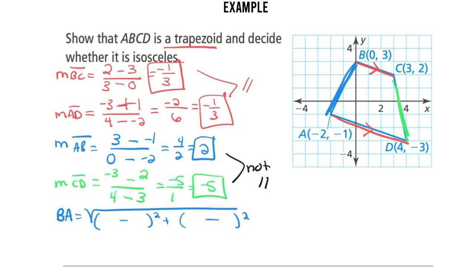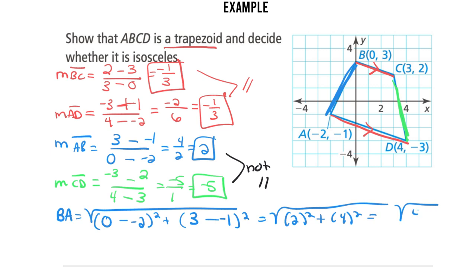So our x's go in the first set, y's go in the second set. So that works out to be 2 squared plus 4 squared. So 4 plus 16, which is the square root of 20.